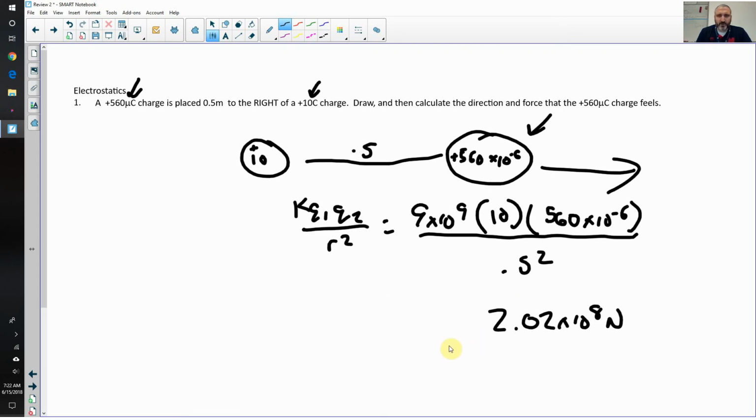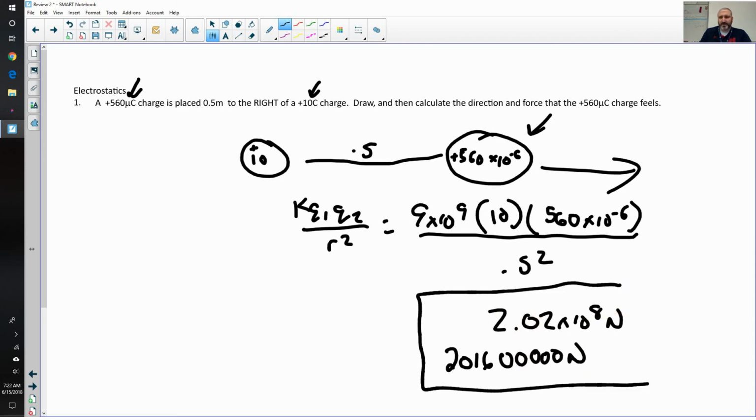So, all right, we just rounded. So this is going to be 2,016,000,000 newtons. Either of these is fine, one in scientific notation rounded, and this is going to be what your calculator should spit back at you. And I'd be fine with either of those answers.